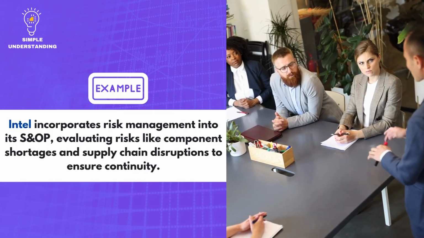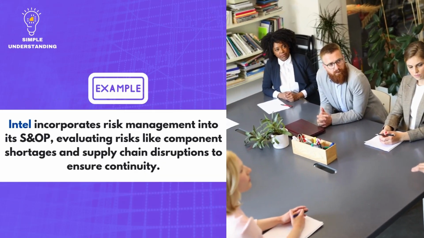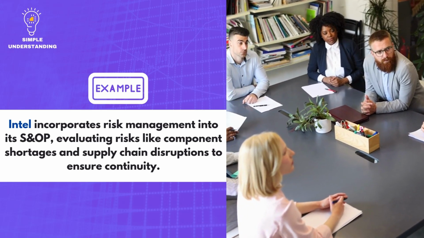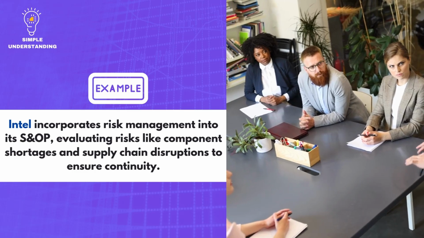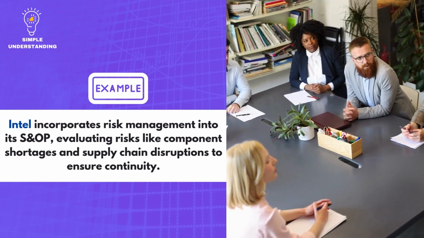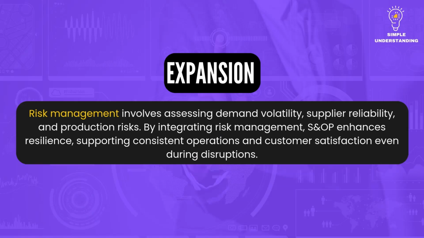Real company example: Intel incorporates risk management into its S&OP, evaluating risks like component shortages and supply chain disruptions to ensure continuity. Expansion: Risk management involves assessing demand volatility, supplier reliability, and production risks. By integrating risk management, S&OP enhances resilience, supporting consistent operations and customer satisfaction even during disruptions.